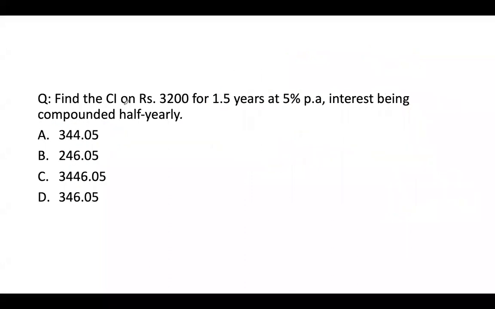Again, compound interest. Find the compound interest on 3,200 rupees for 1.5 years at 5% per annum. Interest compounded half yearly. Here also half year compounding is going on. So in 1.5 years, there will be 3 half years. And every time you have to take 5% per annum. So for half year you have to take 2.5%, 2.5%, 2.5%. 3 times you have to compound.